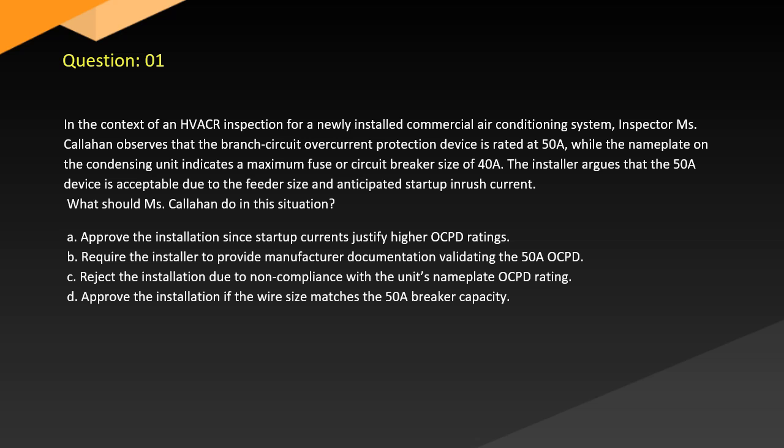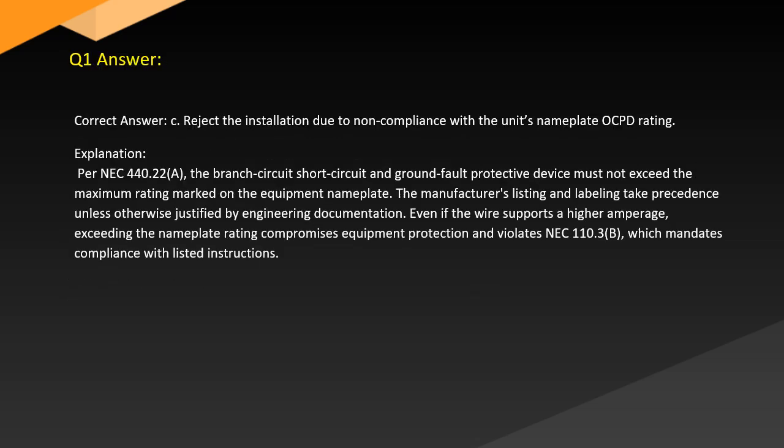A. Approve the installation since startup currents justify higher OCPD ratings. B. Require the installer to provide manufacturer documentation validating the 50A OCPD. C. Reject the installation due to non-compliance with the unit's nameplate OCPD rating. D. Approve the installation if the wire size matches the 50A breaker capacity. Answer. Correct answer: C. Reject the installation due to non-compliance with the unit's nameplate OCPD rating.